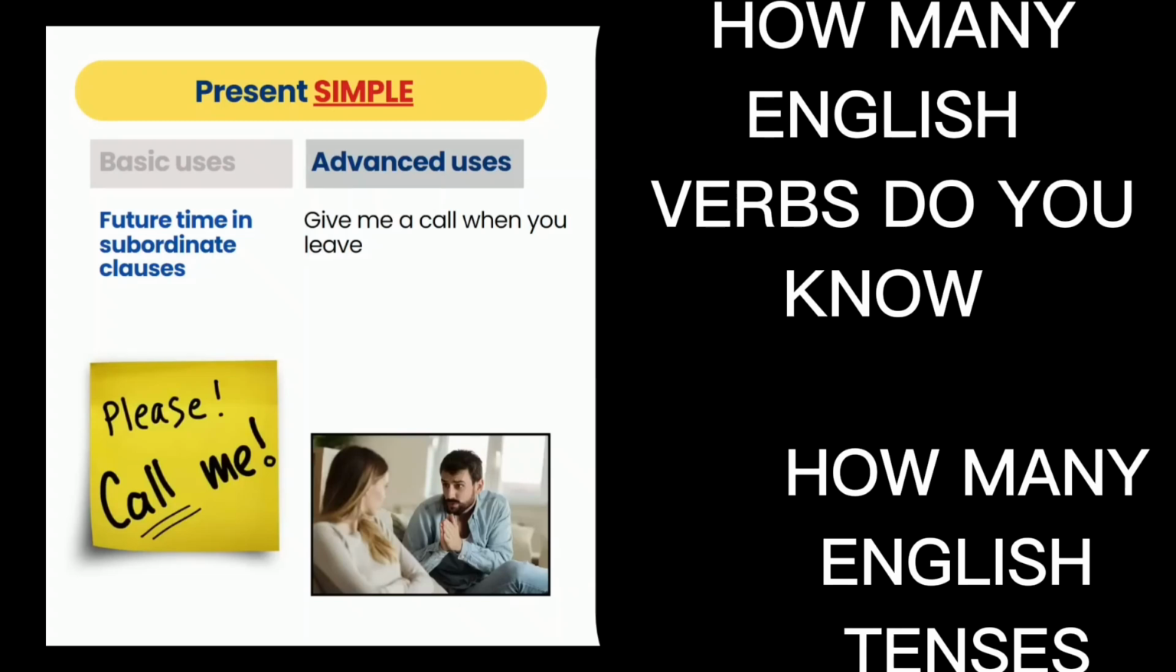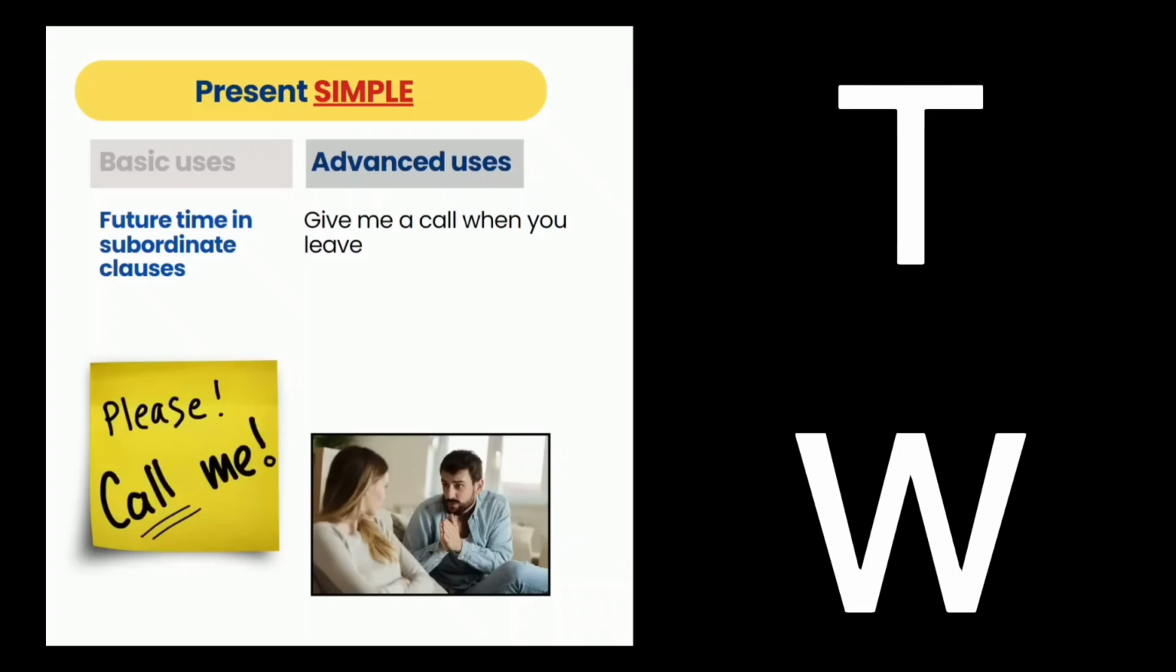Look at the example. Give me a call when you leave. This is what the man in the picture is probably saying to the woman. There are two clauses here. Give me a call is the first clause, and when you leave is the second clause. When you leave is describing a situation in the future. Now, we don't use other words to indicate the future here, such as will or going to. It's just a subordinate clause where we have the subordinator when followed by you leave, present simple. So this can be used to indicate future time.